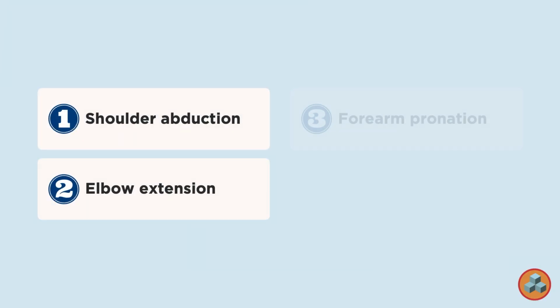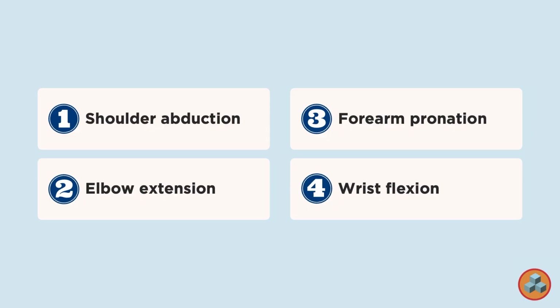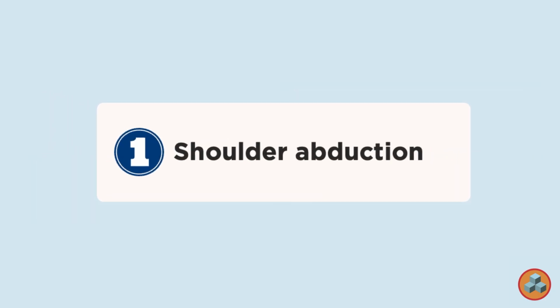So when we look at all 4 options, only shoulder abduction is a critical shared component of both ULTT1 and ULTT4. That's our answer. The correct answer is option 1.